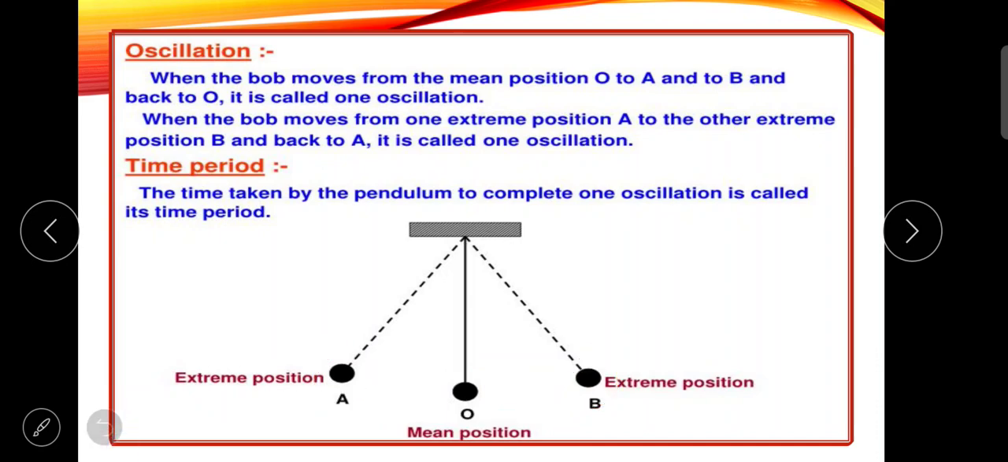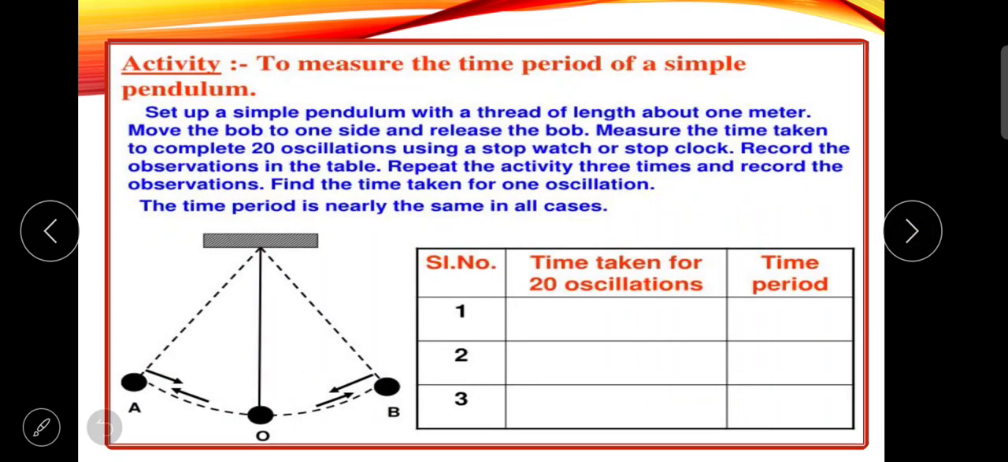Now what is the time period? The time period is the time taken by a pendulum to complete one complete oscillation. These are the terms you need to note down, children, as a definition. And you have got an activity. I hope you all have tried to set up a simple pendulum with a thread length of about 1 meter. You should try to calculate the time taken for 20 oscillations. So what will be the time period of that particular pendulum? Keep on changing the length of the thread while taking 3 different readings.